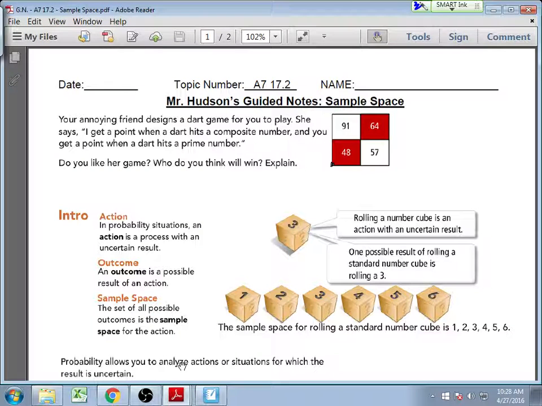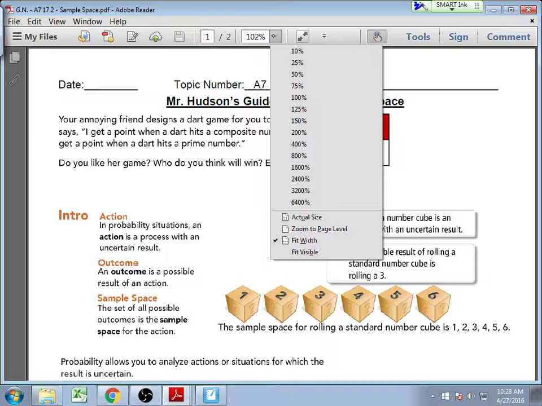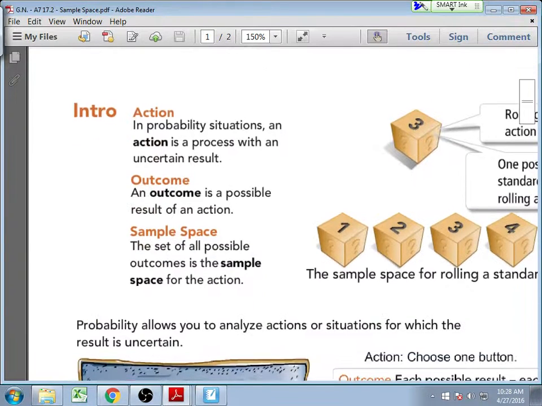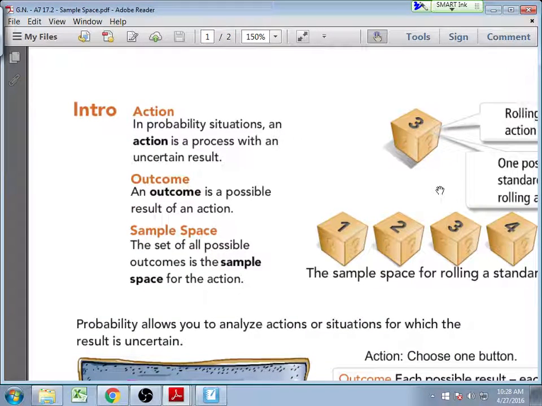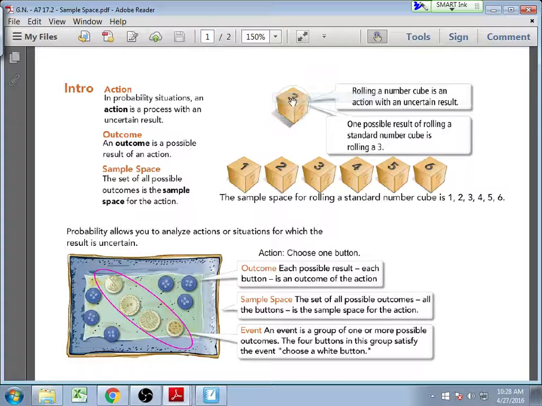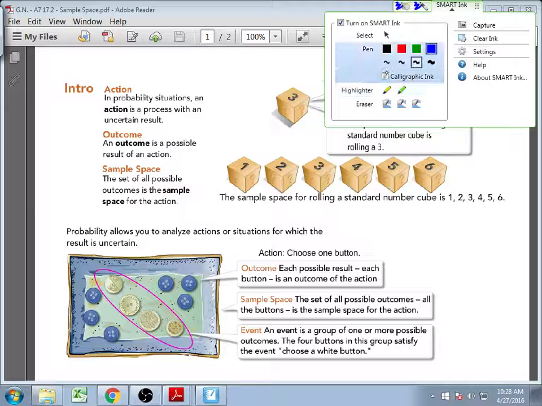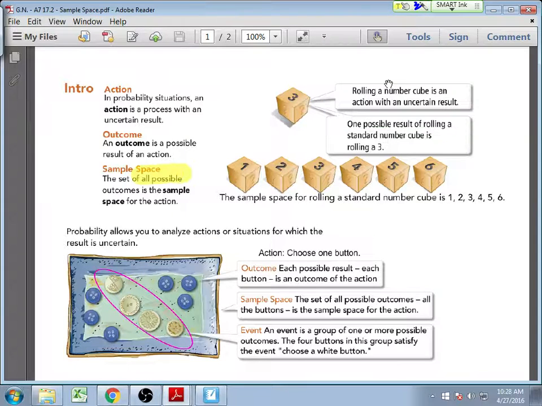Sample space. When we talk about something happening, we have a sample space. Your sample space, I think I need to zoom this down a little bit. Your sample space is all possible outcomes. So I want you to underline, circle, star, something. All possible outcomes is what makes up your sample space. So what is the sample space of rolling a die?